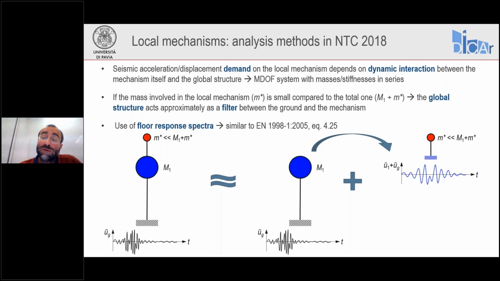If we can make this approximation, we can make use of the so-called floor response spectra to get the input for the mechanism. And an example of floor response spectrum can be found in Eurocode 8, part 1, equation 4.25. That's for non-structural components, but it can be extended to this type of analysis. In the new edition of Eurocode 8, we will find something more refined than what we have in the current version. And also in the NTC 2018, we find a more refined approach to determine the floor response spectra.